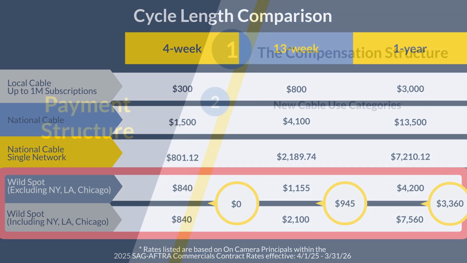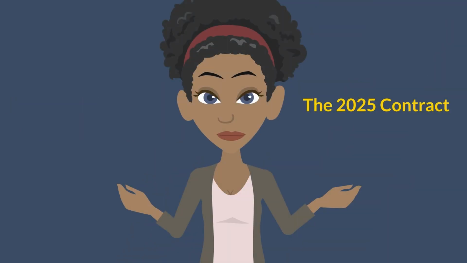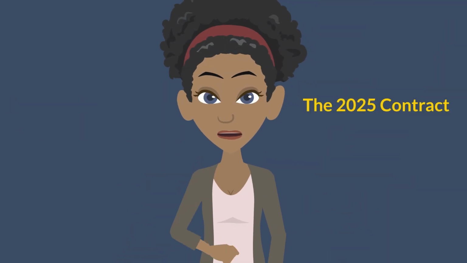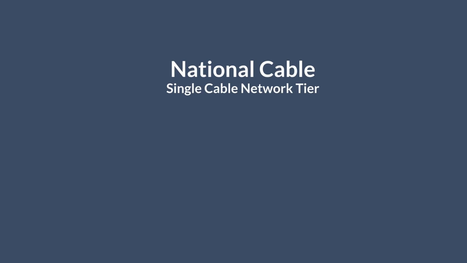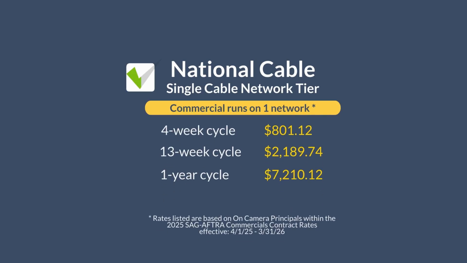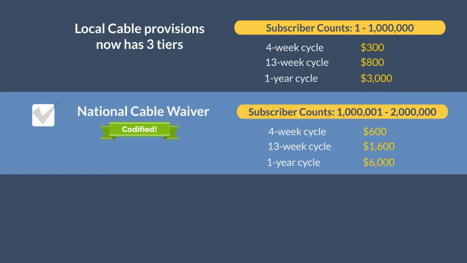and pay the difference. Within its simplified framework, the 2025 contract introduces new targeted options for use to support evolving production needs. These include creating a new national cable use category called Single Cable Network, which provides a cost-effective option for advertisers running on select single cable channels. Some exclusions apply.